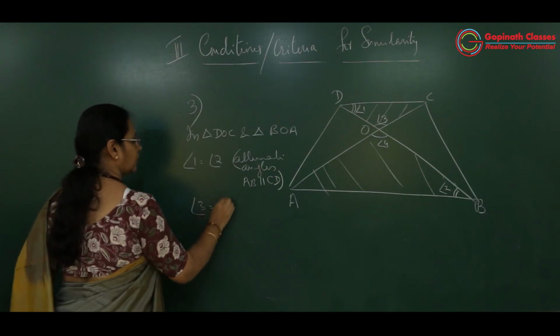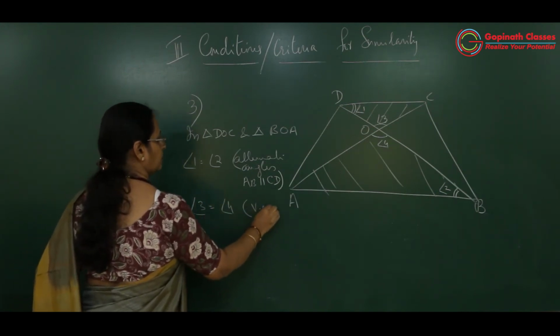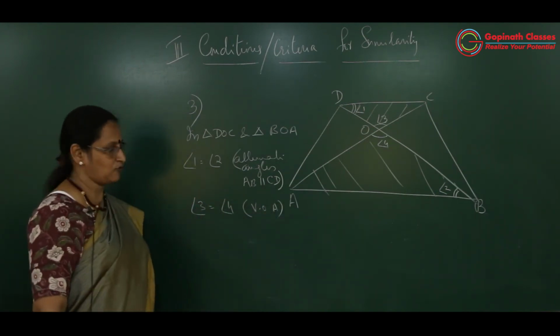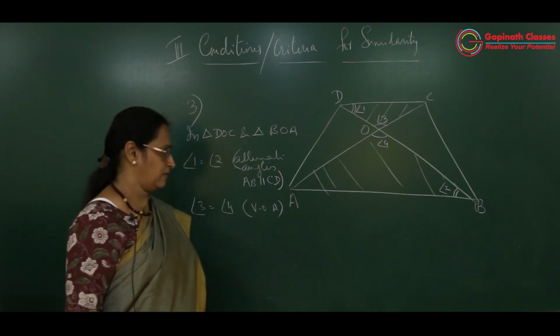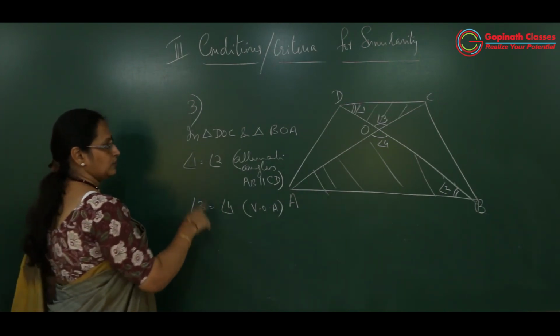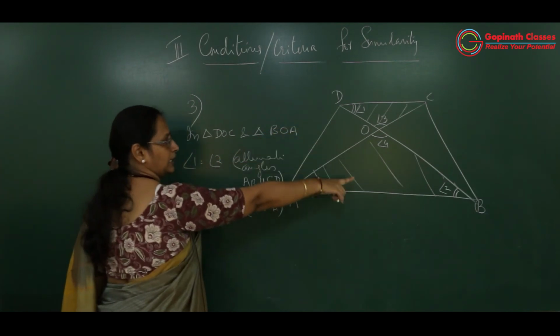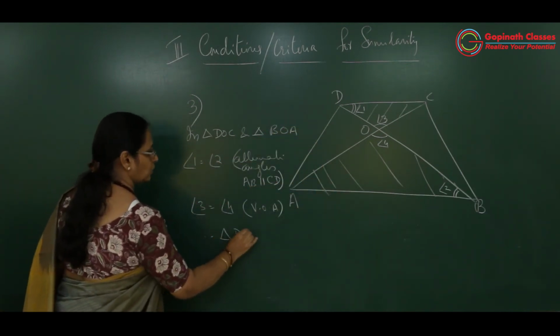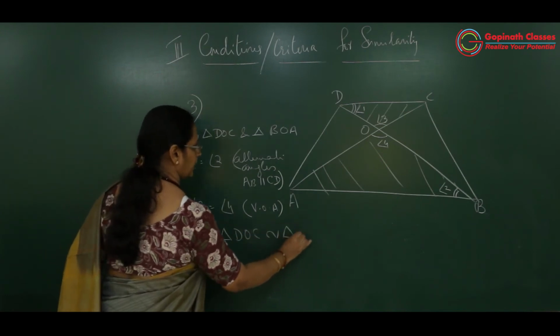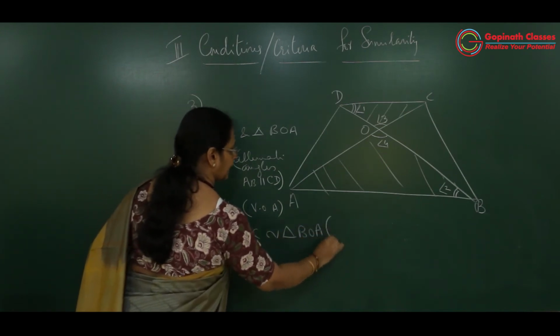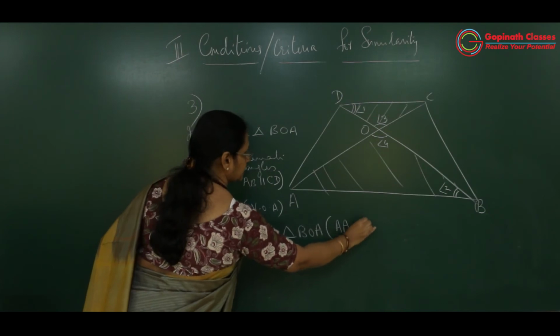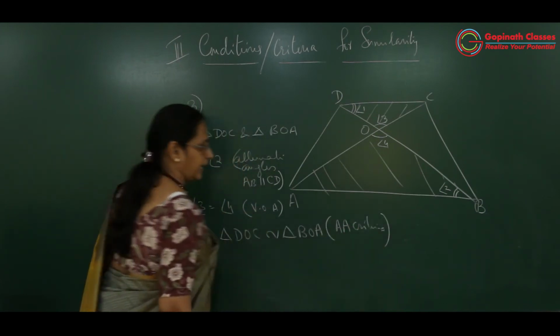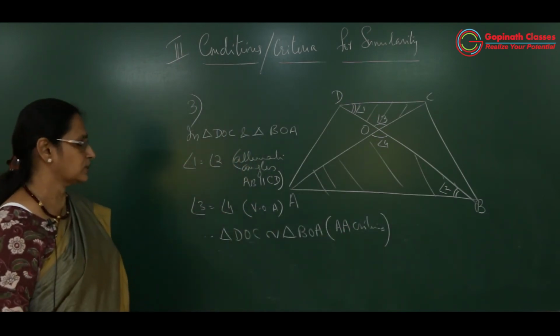Angle 3 equal to angle 4. Vertically opposite angles. I am writing in a short form; you have to write elaborately. Vertically opposite angles. So since these two angles on this side are equal, therefore triangle DOC is similar to triangle BOA. Reason is AA criteria. By AA criteria, these two triangles are similar.